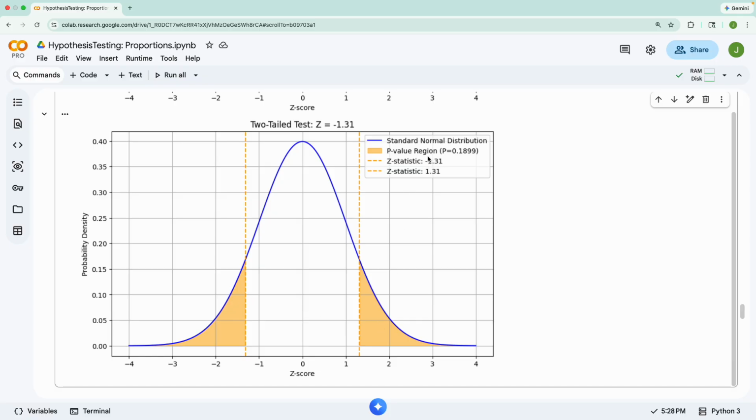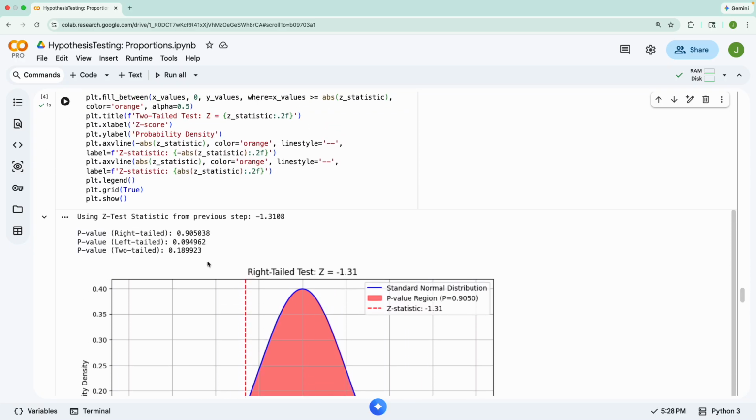So less than minus 1.31 right here, and greater than 1.31 right here. And we calculate those probabilities. The right-tailed test would be 0.90. The left-tailed test would be 0.09, and the two-tailed test would be about 19%. So in all of these, because these are greater than 5%, we'd fail to reject that the proportion of defectives has changed, because now our p-value is greater than 0.05, greater than 5%.